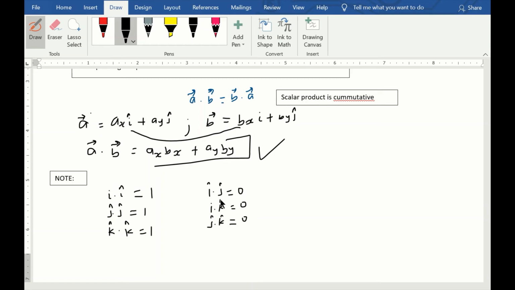So what I'm showing here is a very important fact that you must understand when using the other method. But for this class, I'll be using this method to find my scalar products.